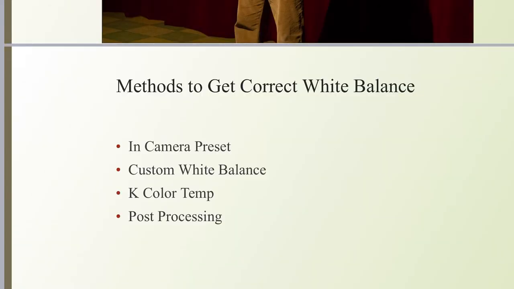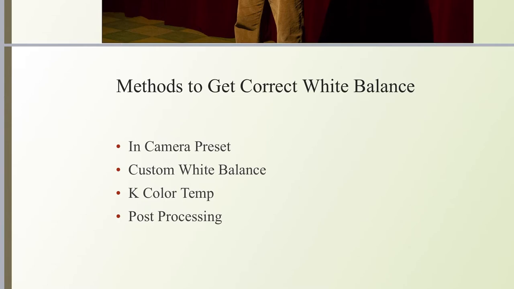So today we're going to talk about four different methods to get the correct white balance. The first one is the in-camera presets. Most digital cameras will have these in-camera presets, and there's several different ones you can choose from. They're all based on the Kelvin color temperature scale, which is basically just a number that's assigned to different colors from cool to warm.